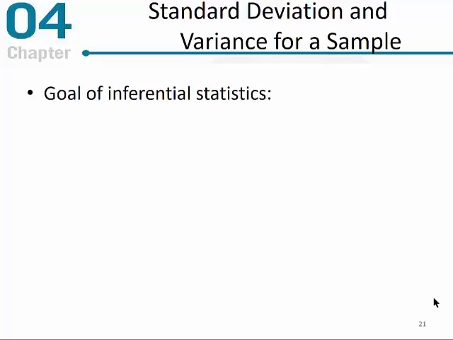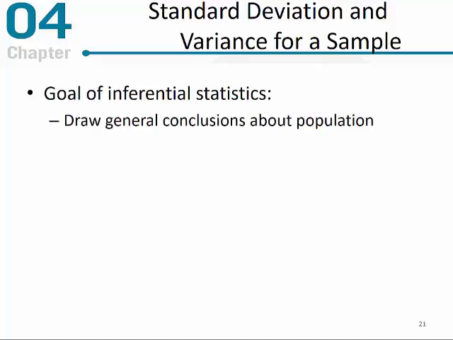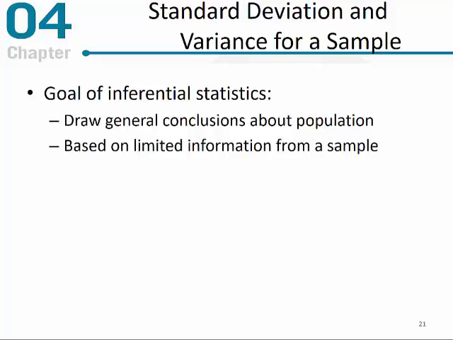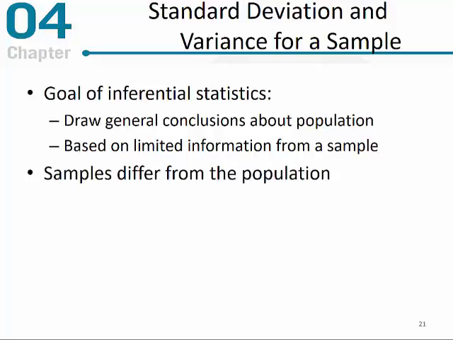When we look at standard deviation and variance for a sample and compare it to the standard deviation and variance for a population, we have to discuss what the goal of inferential statistics is. What we want to do is draw general conclusions about a population, right? That's inferential statistics based on the data we have for a sample. The sample gives us very limited information, right? It's a small subset of the larger population, but based on that sample, we want to draw general conclusions about the larger population. But clearly the samples differ from the population, right? Because samples are a lot smaller than the entire population.